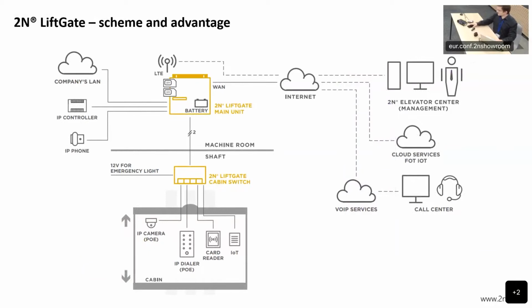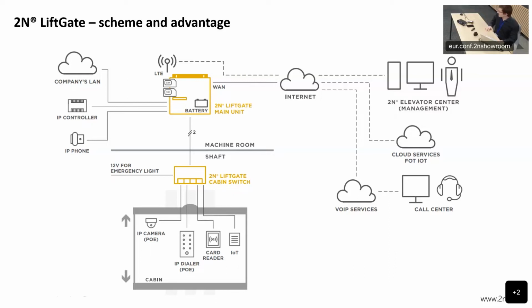In case you don't have any Ethernet in the traveling cable, we have a solution how to solve this issue. You can see here a Liftgate scheme. The Liftgate is the yellow box on the top of the cabin. It allows you to connect through the LTE, or you can use existing one port on the device. One port, it means that you can connect it to the infrastructure of the building.